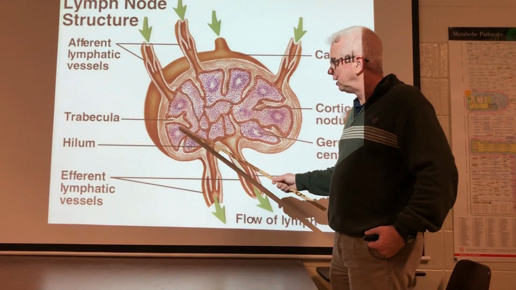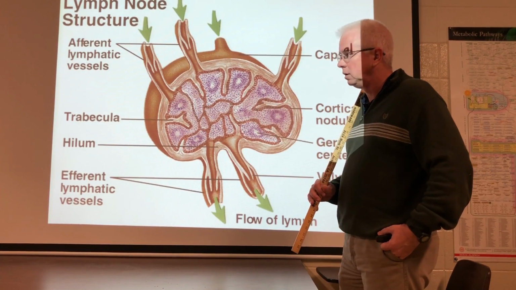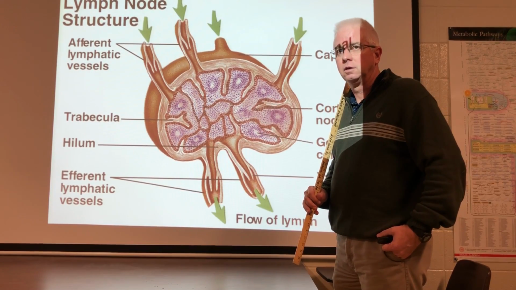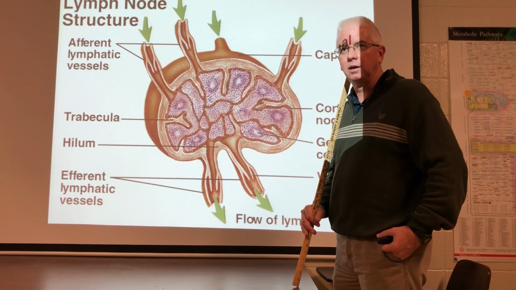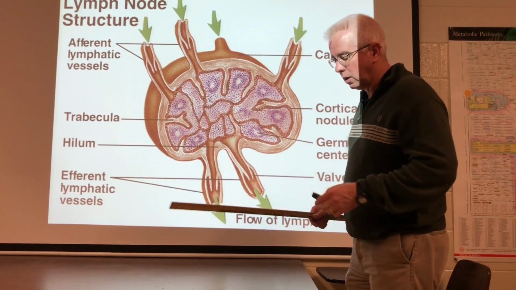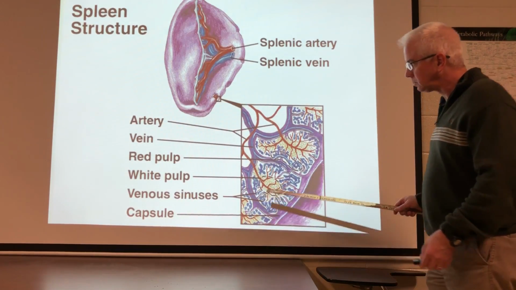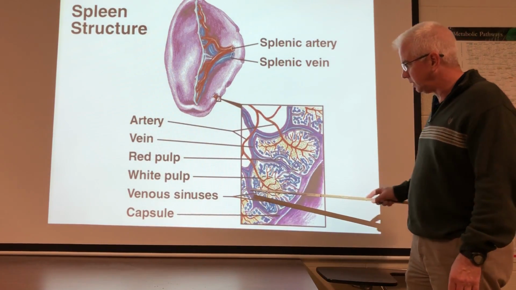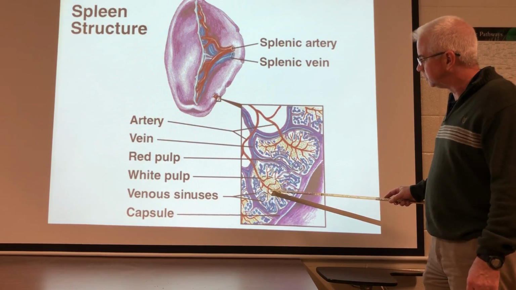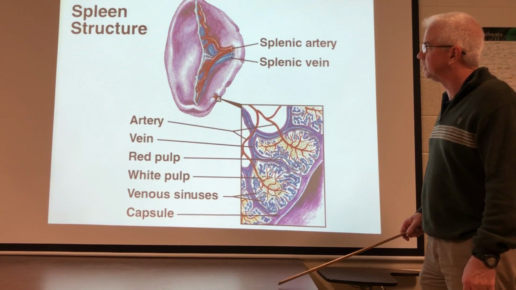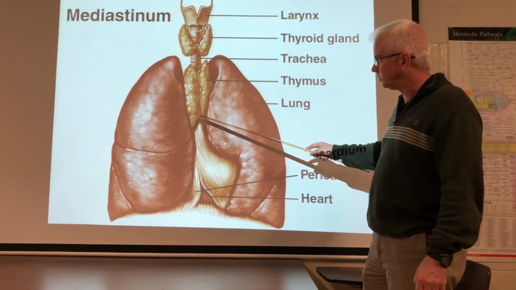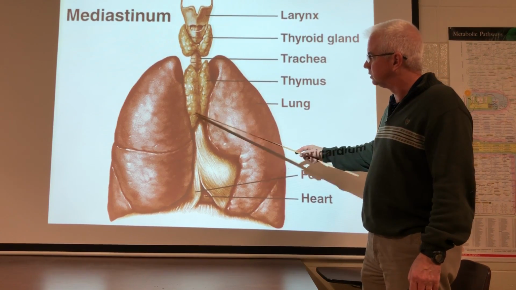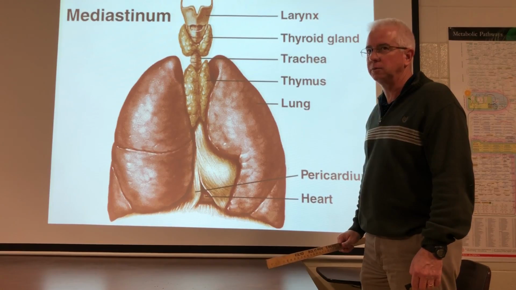Now, we will also find these lymphatic tissues in organs like the thymus and the spleen. So I have both of those here. You can see these white pulp areas are actually germinal centers within the splenic tissue. And the thymus also, a structure that degenerates with age, is also considered to be a lymphatic tissue.